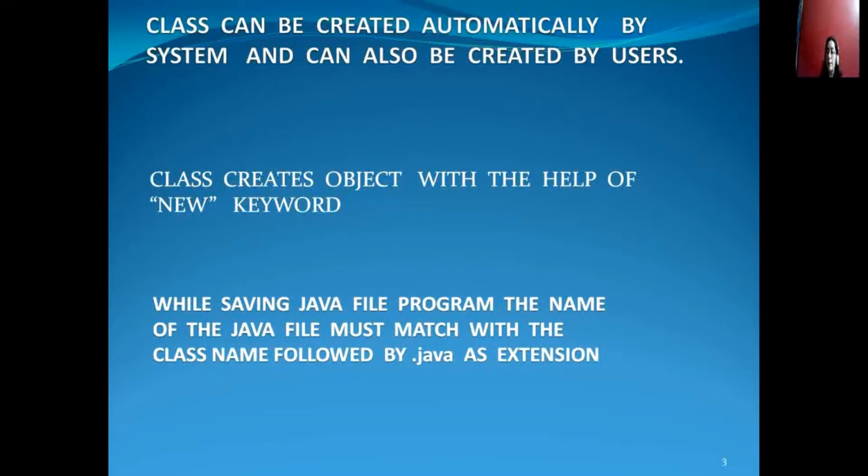Then after writing the program, we must save the program. So while saving, we have to give a file name. That name should match the name of the class, and it should be followed by the .java extension. The .java extension indicates that it is a Java file.